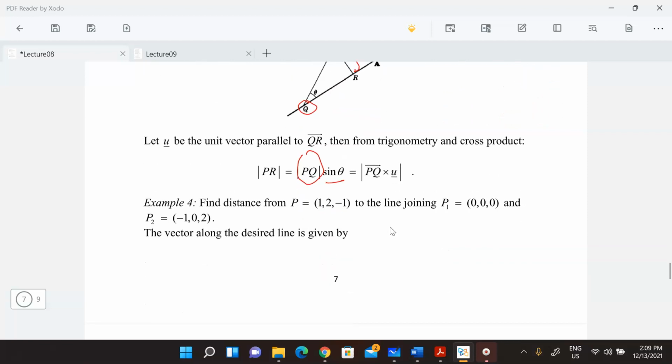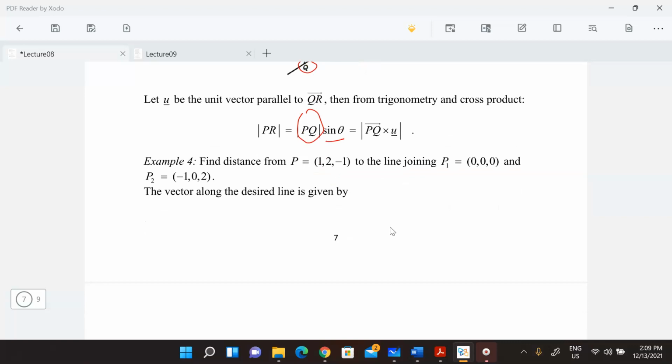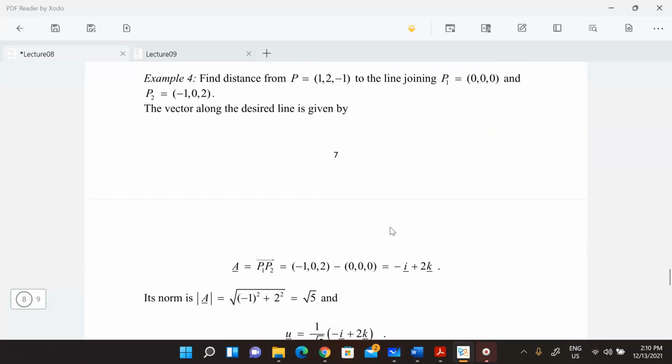So let's look at a particular example here. This is example 4, to find the distance of P from the line joining P1, which is at the origin, and P2 at (-1, 0, 2). In this particular case, the line here is P1P2. So this is P1, this is P2, for example. Then you have that same picture, with P somewhere here, so we need to find the vector P1P2, which you can find by just taking the difference.